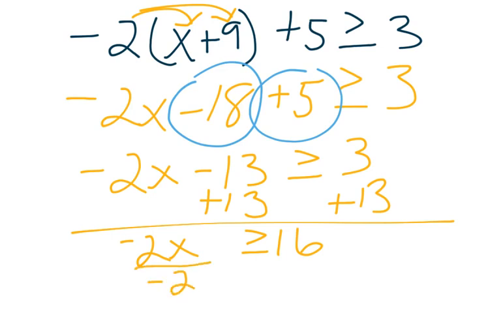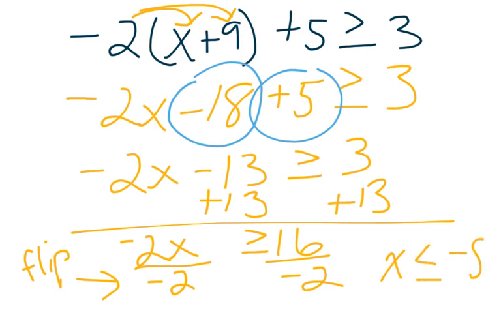Then we divide both sides by -2. If the number you're dividing by is negative, then you would flip it. -2 divided by -2 is 1, and we have to flip that around, and 16 divided by -2 is -8.